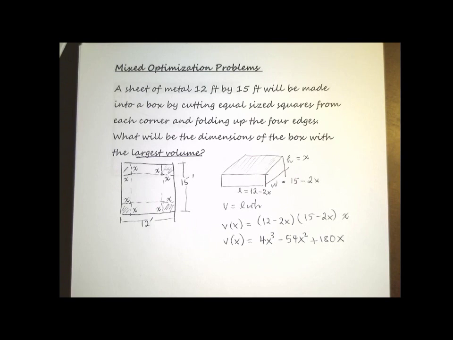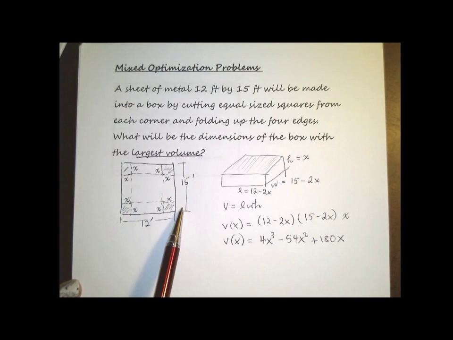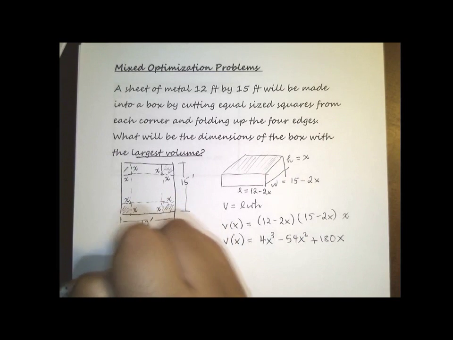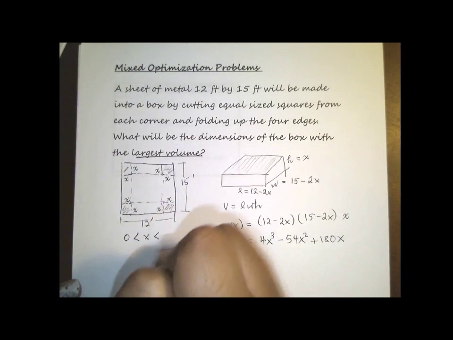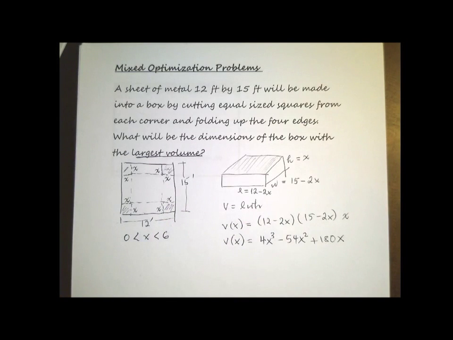So let's talk about domain real quick. Since this is 12 feet wide, this is the smaller of the two, so I'm going to start with this side. I know that x can only go halfway through. It can't go past halfway because I can't cut out two squares that way. The farthest I could go then would be 6. So this tells me that my domain for x has to be limited between 0 and 6. I'm going to keep that in mind.